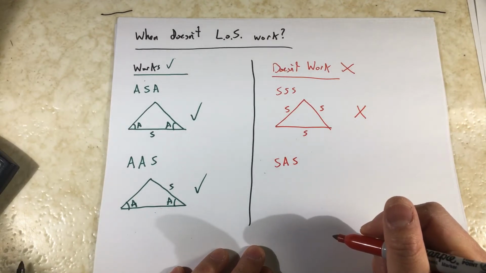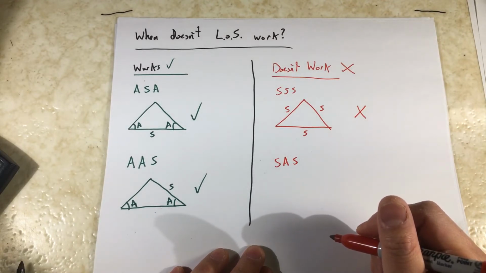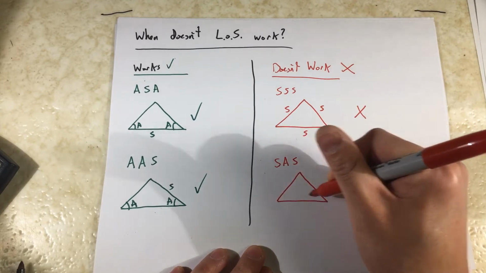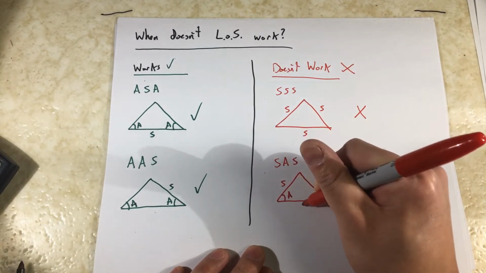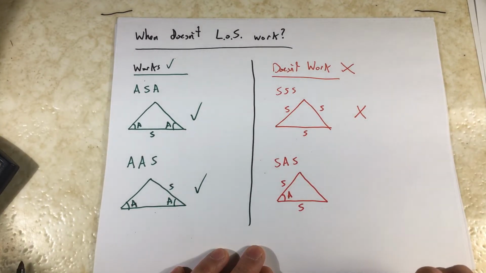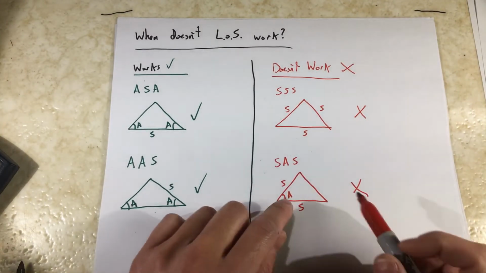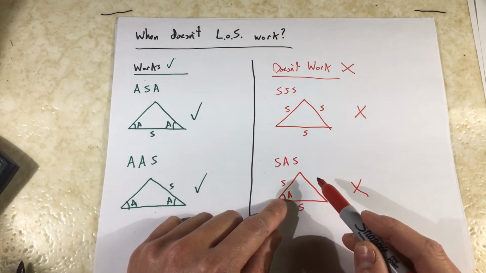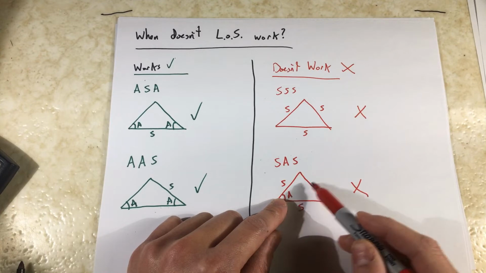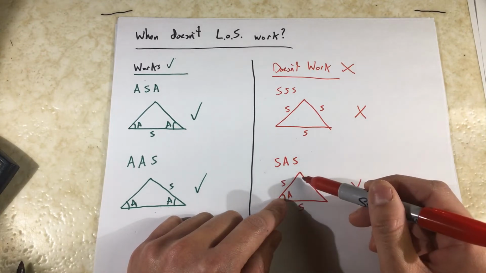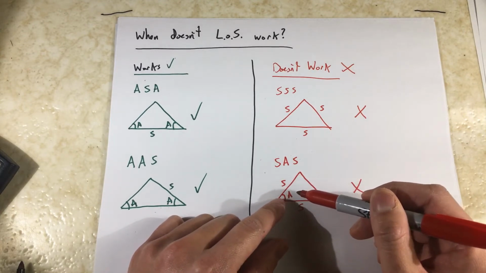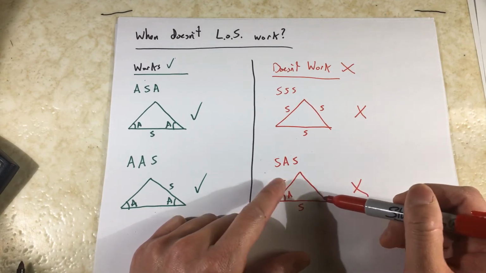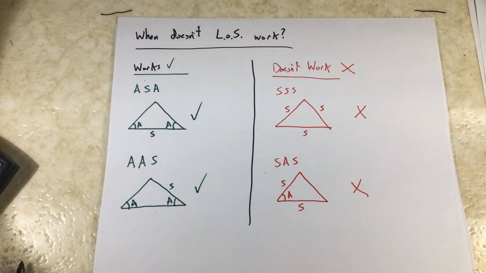So let's say it's side, angle, side. They give you 2 sides and the angle in between them. This also does not work with the law of sines. Remember, the reason is that you need the side opposite the angle to apply the law of sines, and you don't have a pair where you know both the angle and the side opposite. We have this side, we have this angle. The law of sines doesn't work.